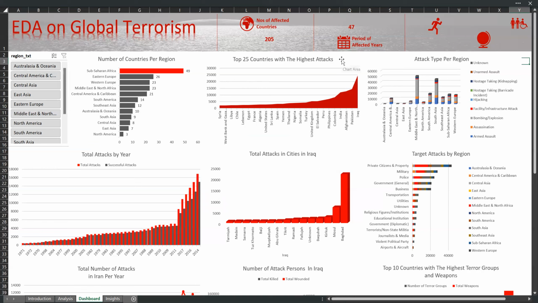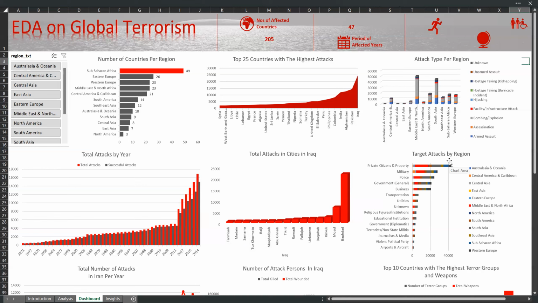The next is the total attacks in the cities of Iraq. From the above chart, it is observed that Iraq is the country with the highest form of attack. The cities in Iraq that have these high attacks include Baghdad and Mosul, the top 2 cities. The least number of attacks is recorded in the city of Tamiya. The city of Baghdad has over 21,000 attacks.